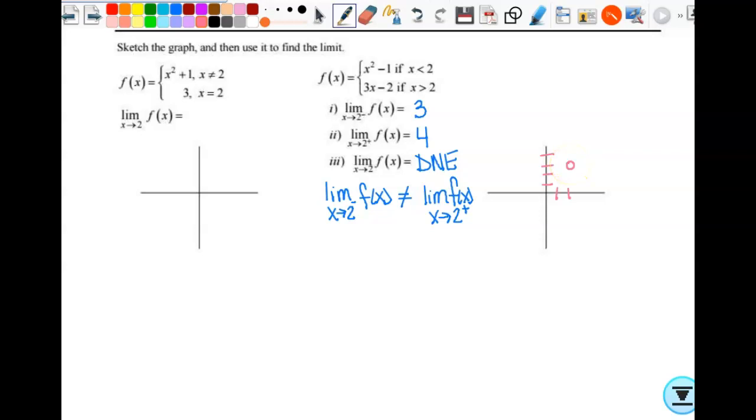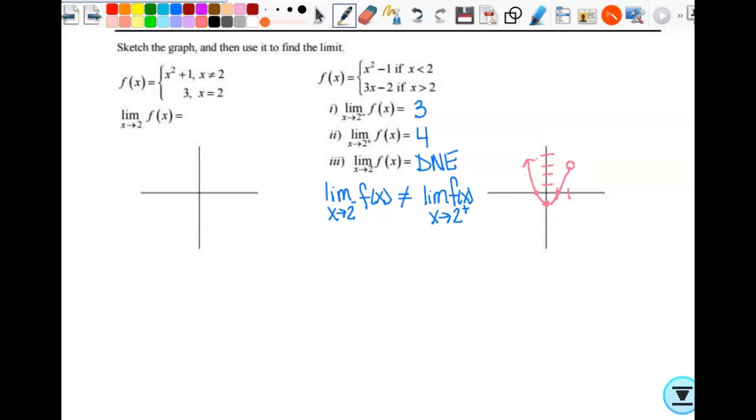Then I know it's a parabola. The parent function just shifted down 1, so my vertex is here. And if x is 1, y would be 0, so it looks something like that, just to get a decent little sketch in there of the left-hand side of that. Good enough. It's just a sketch. It's not a perfect anything.